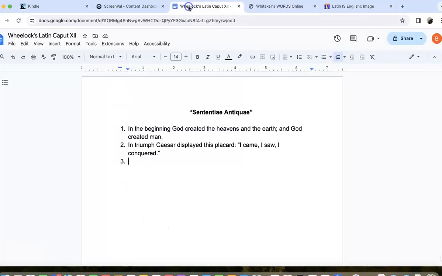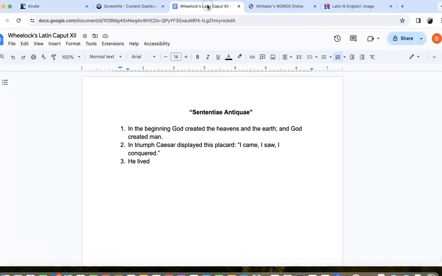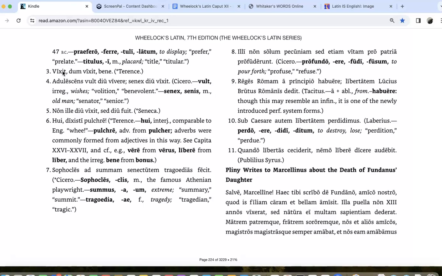So let's go ahead and put that there. So he lived. And then, so he lived while he lived well. So this one is interesting because it reflects that continuous theme in ancient writers of carpe diem, seize the day. It's not how long you live, but how well you live, whether or not you did something meaningful, pursuit of glory or some other form of salvation. So he lived while he lived well.